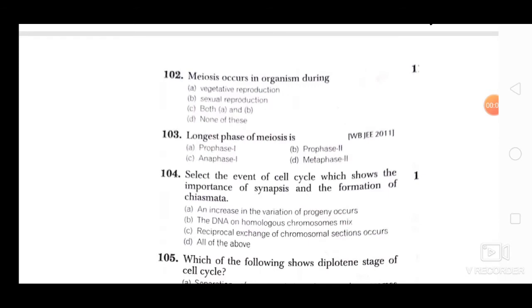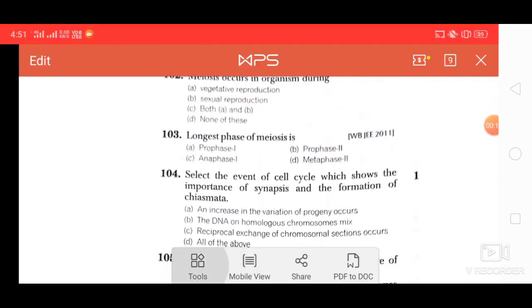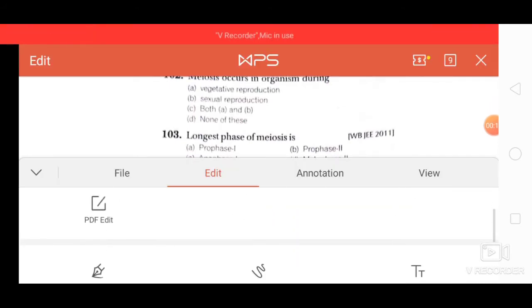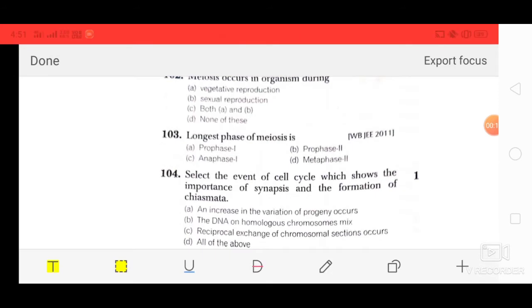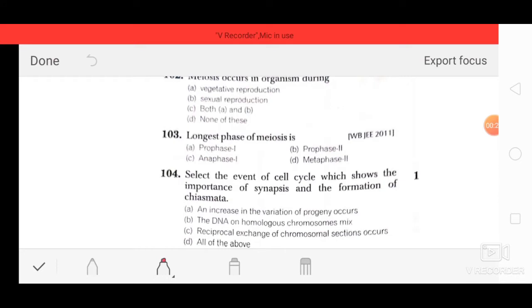Now the next question: meiosis occurs in organisms during which of these? Options are A, vegetative reproduction, B, sexual reproduction, C, both A and B, D, none of these. And the correct answer of this question is option B, that is, meiosis occurs in organisms during sexual reproduction.